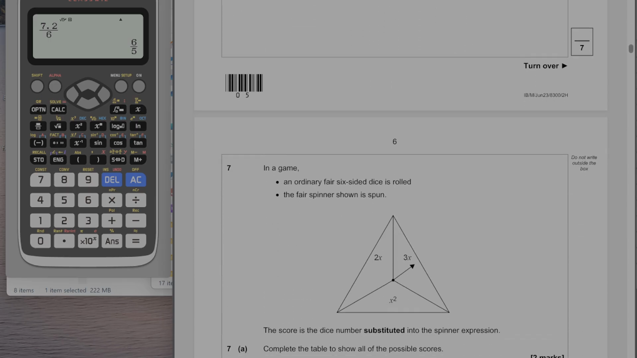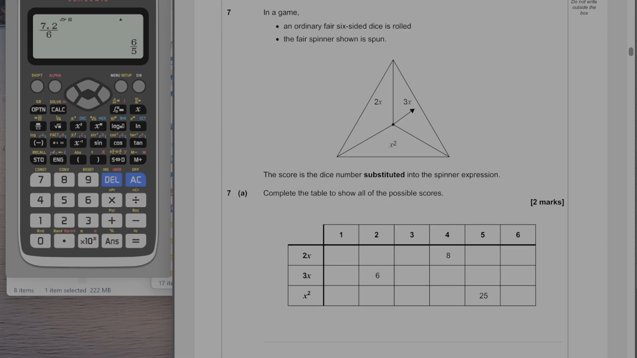Right, question 7. In a game, an ordinary fair 6-sided dice is rolled and a fair spinner is spun. Okay, so we've got expressions here. The score is the dice number substituted into the spinner expression. Okay, complete the table for all possible outcomes.